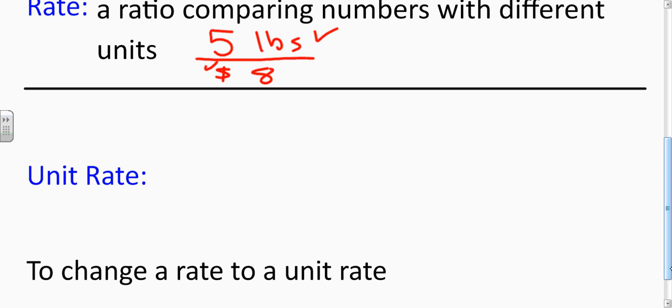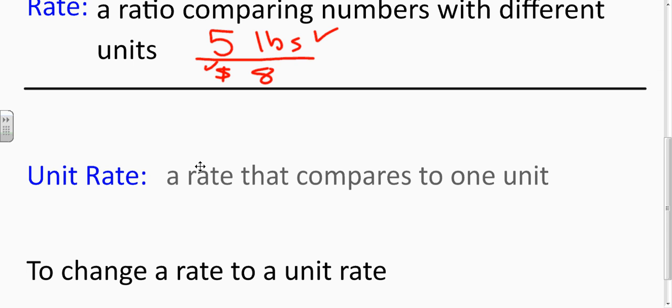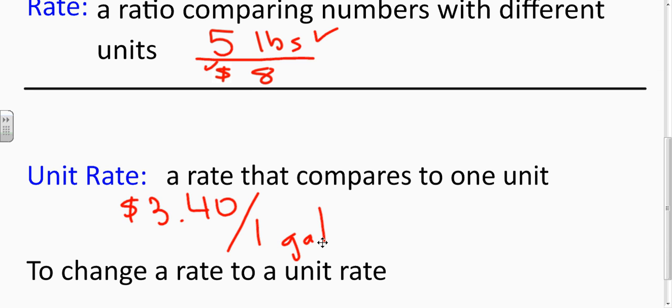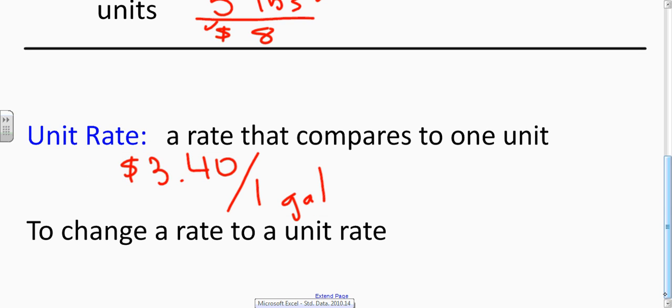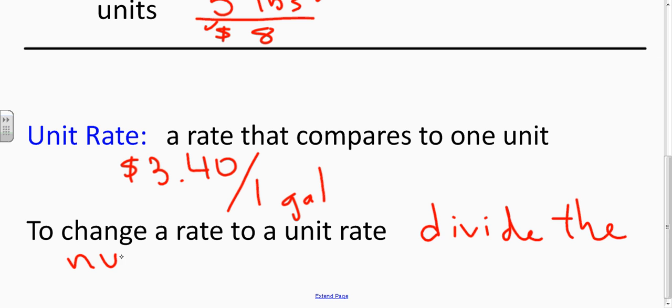And then we have unit rates. And a unit rate is a rate that compares to one unit. So we want to have 1 in the denominator there. A very common unit rate that we see would be like the price of gas. So if it's something like $3.40 for 1 gallon. This is a rate because I'm comparing dollars to gallons, but it's a unit rate because my denominator is 1. If I have any rate and I want to change it to a unit rate, all I do is divide the numerator by the denominator.